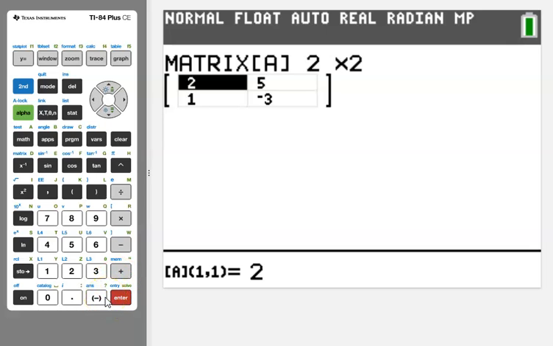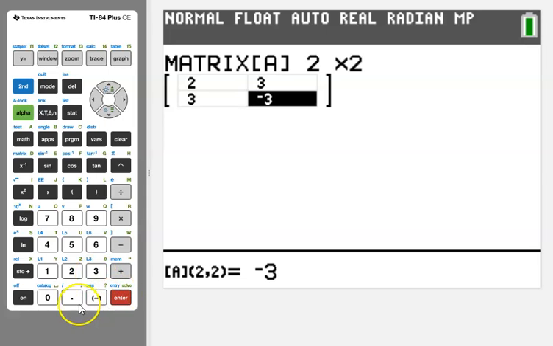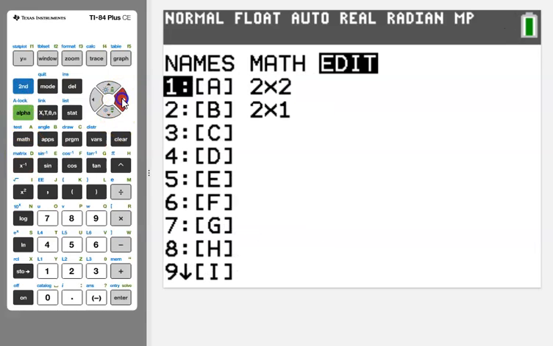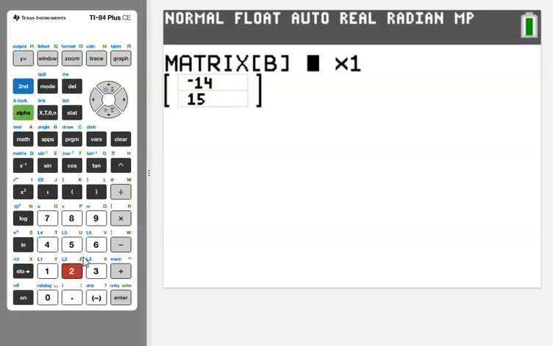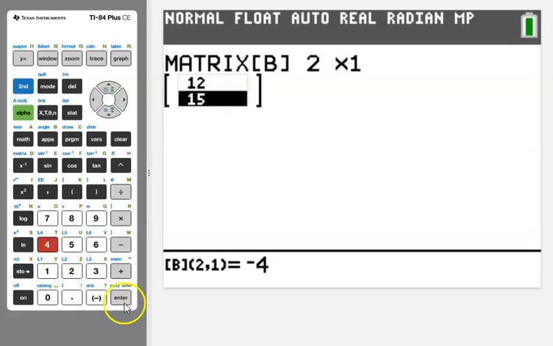Now type in the matrix A, which is 2, enter, 3, enter, 3, enter, negative 5, enter. Now to type matrix B, go to second matrix, edit, 2, this is matrix B. It's a 2 by 1, so you can just type enter to go past those, or you can type over those. The first number is a 12, and the last number is a negative 4.